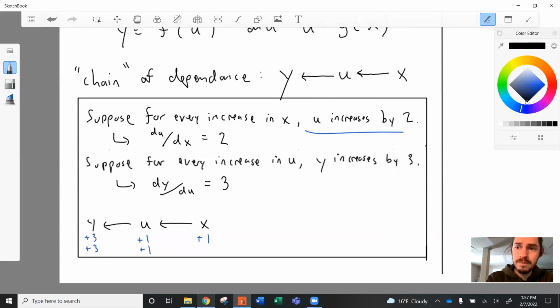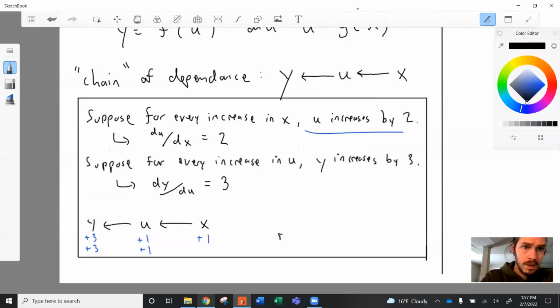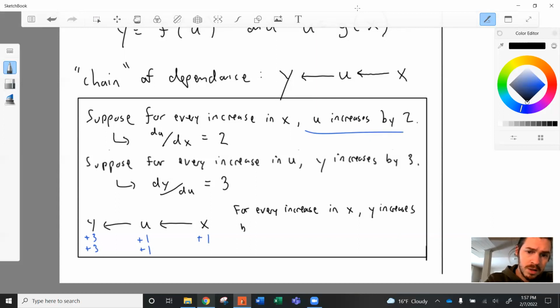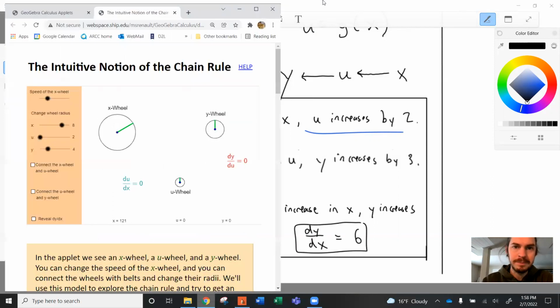So we can say that for every single increase in x, we know y increases by 6. So this means that the derivative of y with respect to x is 6. And you'll notice all that happened here is we multiplied 2 by 3 to get 6. All right, so that is evidence part 1.